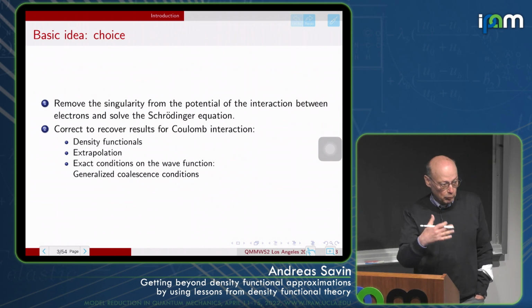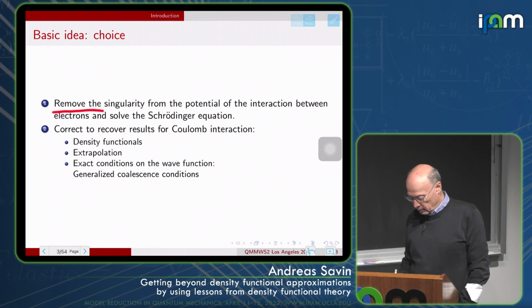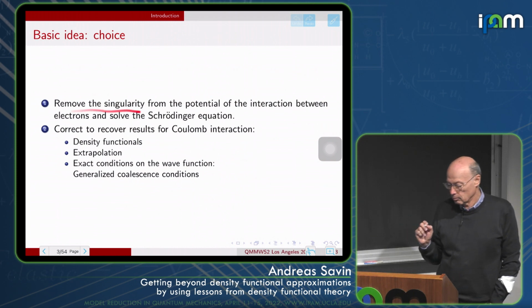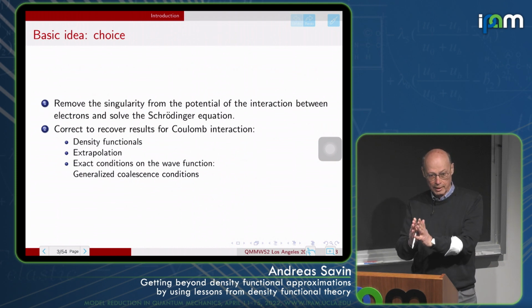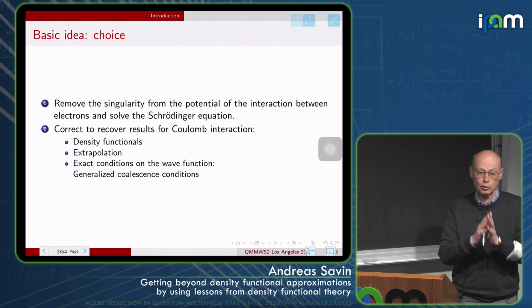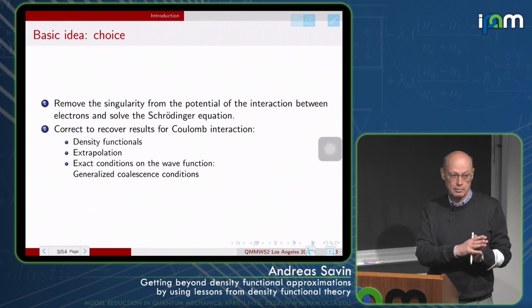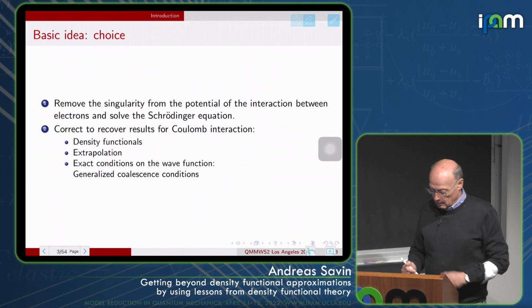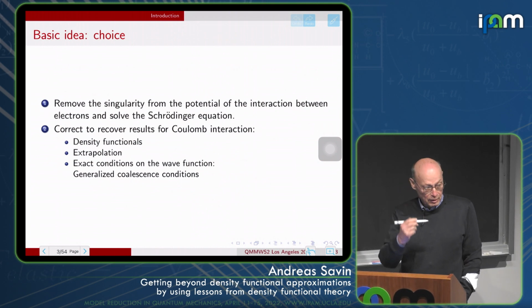So how are the model Hamiltonians constructed? The essential point is to remove the singularity from the potential of interaction between electrons. So I don't work with the Coulomb interaction. I don't try to solve the Schrödinger equation for the Coulomb interaction, but for a different interaction. And how to recover the rest?